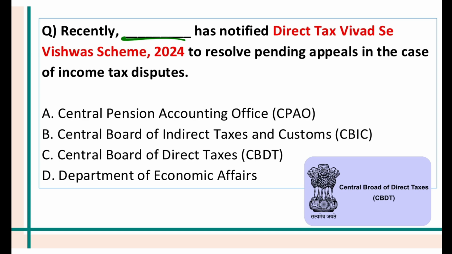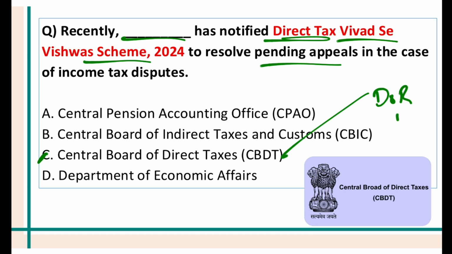Recently, which department has notified the direct tax Vivad Se Vishwas scheme to resolve the pending appeals in the case of income tax disputes? This is the income tax department, also known as CBDT, which works under the Department of Revenue, Ministry of Finance. So the Vivad Se Vishwas scheme will be starting from 1st of October 2024.